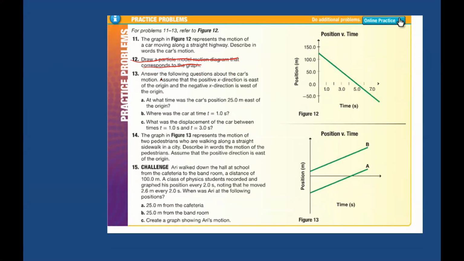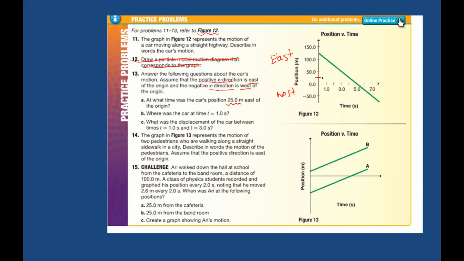Answer the following questions about the car's motion. Assume that the positive x direction is east of the origin and the negative is west of the origin. At what time was the car's position 25 meters east of the origin? So we're still looking at figure 12. They said that positive is east, and below the origin is west. So where was it 25 meters east? It was over here.